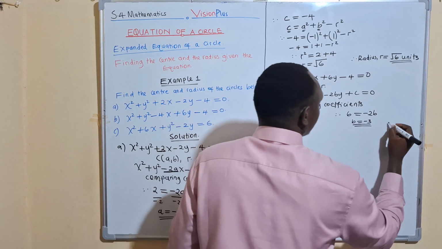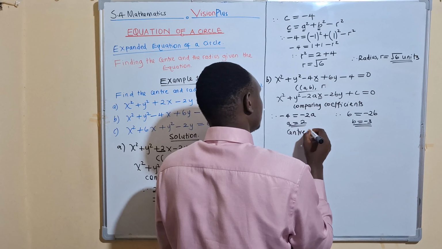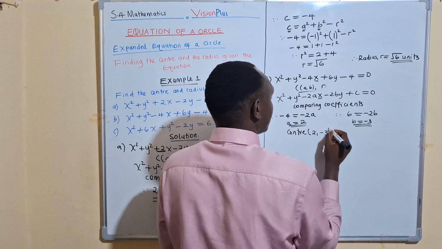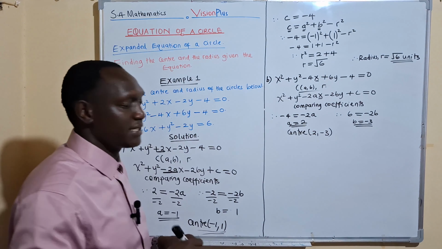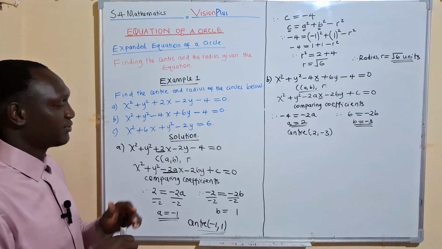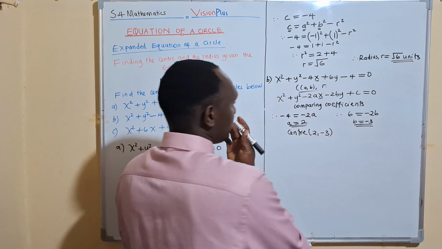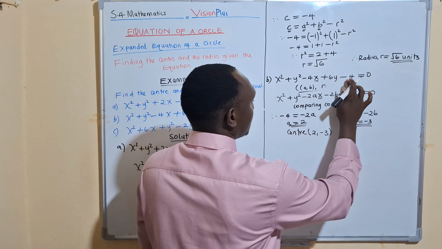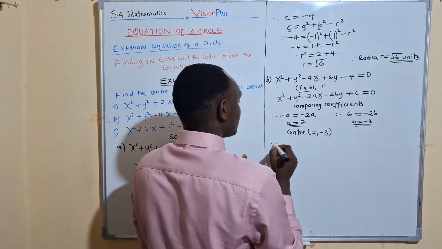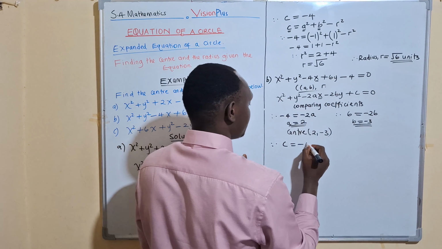After getting b, then you say that the center is 2 and negative 3. That is where the circle is centered. Those are the coordinates of the center. And then, comparing the last term, negative 4 corresponds to c. Also, c equals to negative 4.